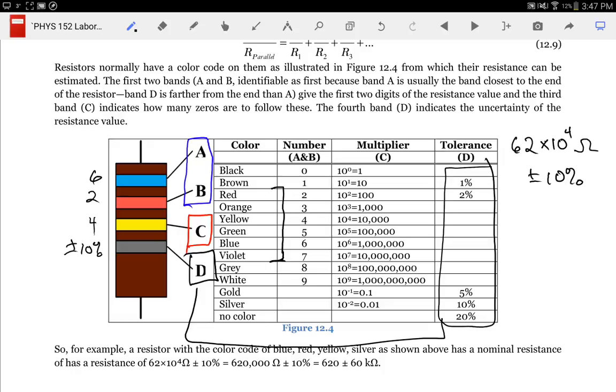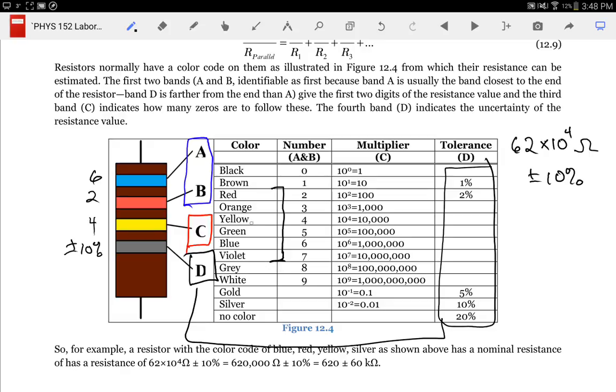and calculate what its nominal resistance is. Nominal is a name. That's how they named it. This here was named a 620 kilo ohm resistor. So you're going to determine what its resistance is, its nominal value, and its uncertainty. We're going to compare that to what you get from actual measurements.